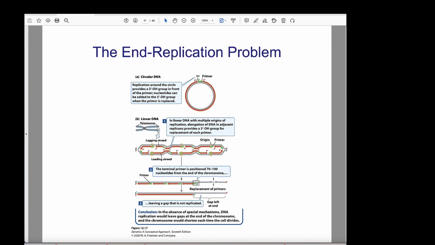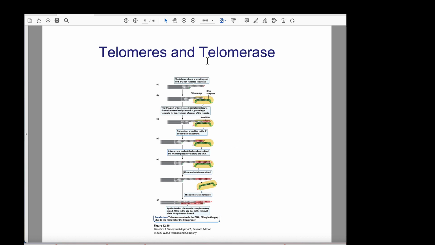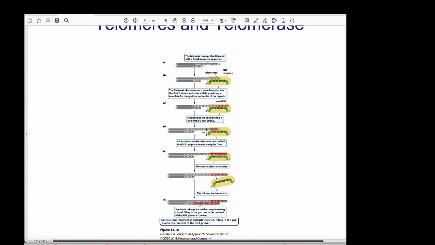have to be added, and telomeres are small tandemly repeated sequences that are added to the ends of the chromosomes. Let me scroll this so you all can see. Let's zoom in a little bit. The tandemly repeated sequence has a G-rich repeated sequence, TTAGGGG, that is added on by an enzyme called telomerase. So telomerase is an enzyme that adds onto the ends of the chromosomes to fix that gap issue that occurs on the ends of these linear chromosomes.